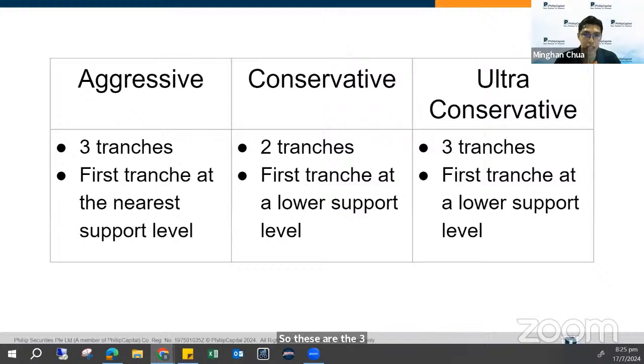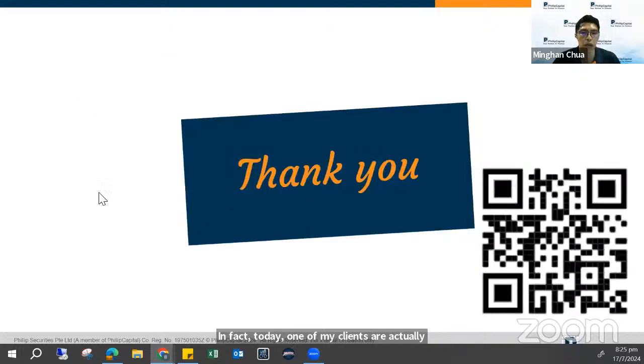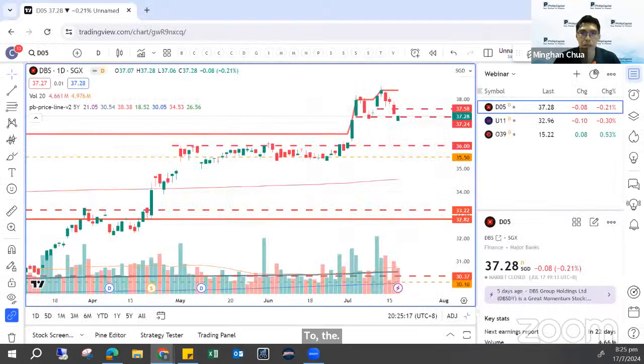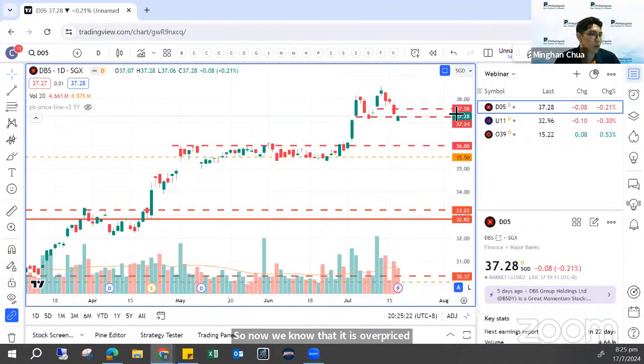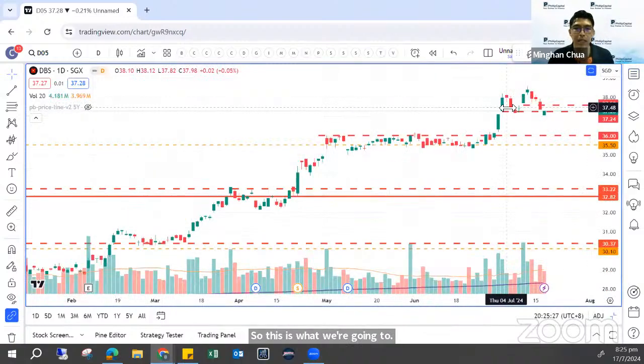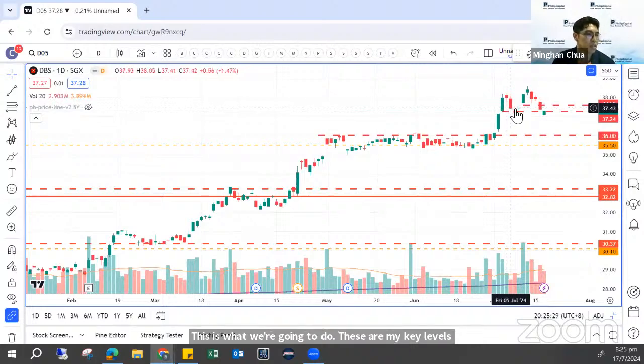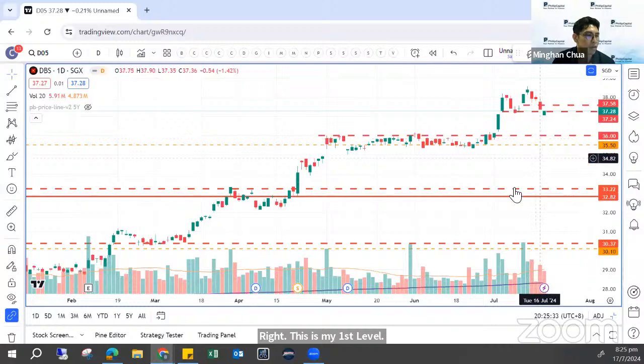Using DBS as an example, let me show you how to apply. In fact, today one of my clients actually went in. I would say she's aggressive. So now we know that it is overpriced. So this is what we're going to do. These are my key levels, right? This is my first level, my second level, and my third level.